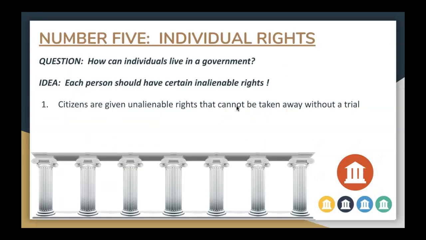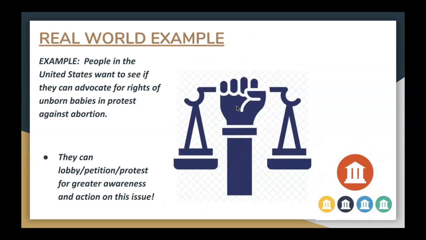Next is individual rights. How can individuals live in a government and still be free? Each person should have certain inalienable rights. This means that citizens are given unalienable rights that cannot be taken away without a trial. The beauty of living in a democracy is that people vote for their representatives, yes, but they also have a say in their democracy by advocating for their rights.